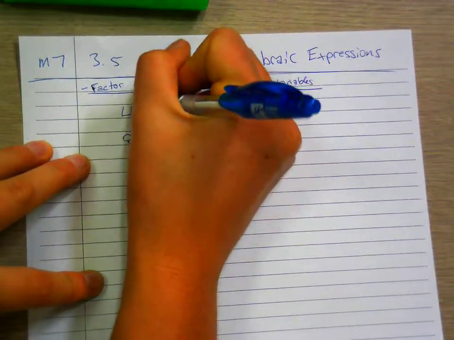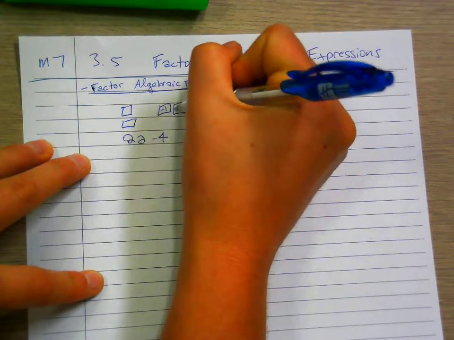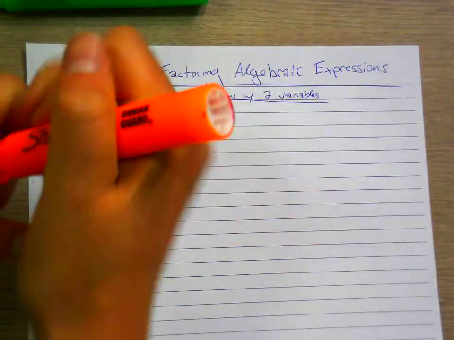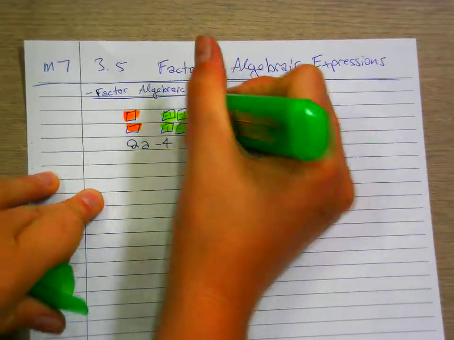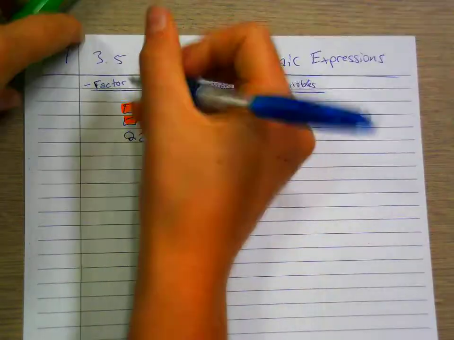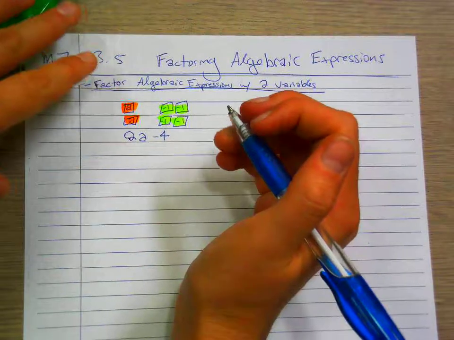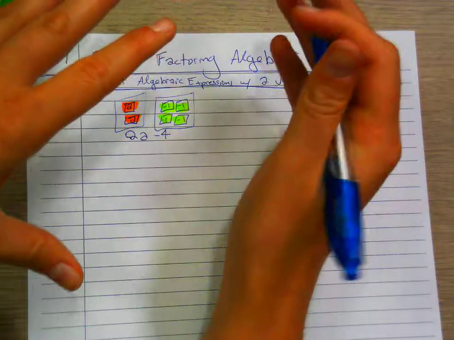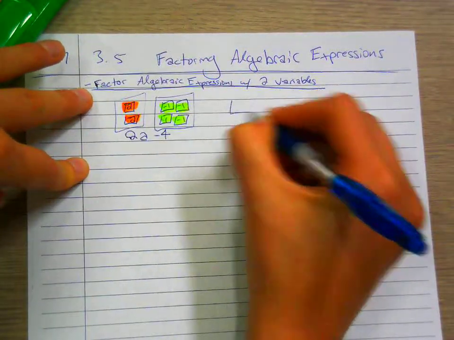So we have two a's here, and then we have a negative 1, a negative 1, a negative 1, and a negative 1. Now, this is arranged so that the negative 1s are together and the a's are together. So we have this and this. However, if we were to rearrange, we could put them in groups like this.